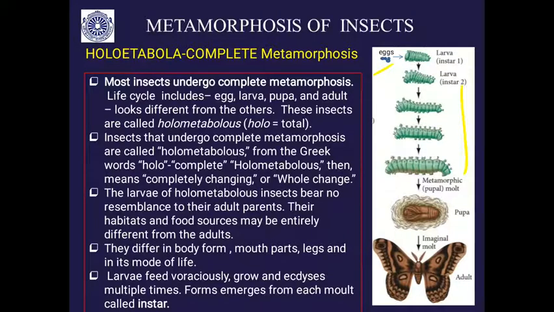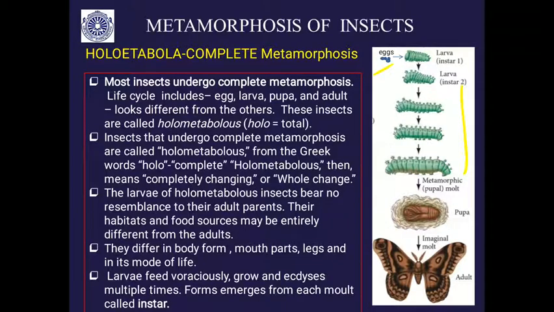Holo means total. So insects that undergo complete metamorphosis are called holometabolous insects. It is a Greek word. Holo means complete. Holometabolous then means completely changing, whole change you will find from larva to the adult. The larvae of holometabola insects bear no resemblance to their adult parents. So their habitats, food source entirely different. So larval mouth parts are different from adult mouth parts.